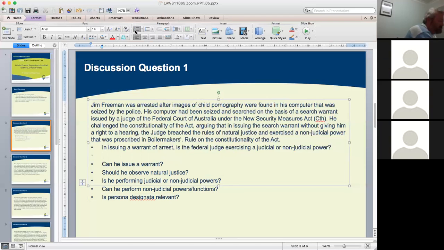Non-judicial. Okay, so it would seem here that the judge is exercising a non-judicial power. Why was that? Why is he exercising a non-judicial power, not a judicial power? Who was that who said it? I couldn't identify who said it. Why do you say that? It was me. Was that Peter? Yeah. Okay, Peter, why do you say that the federal judge is exercising a non-judicial power? Why?